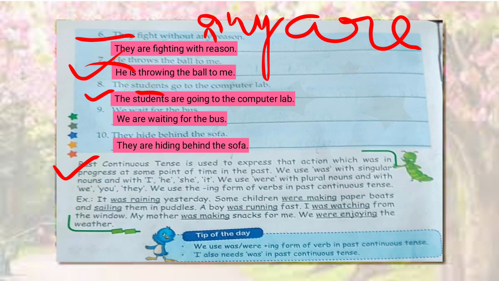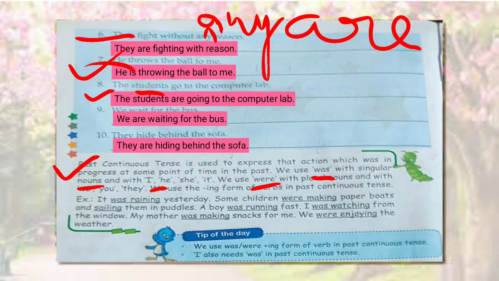Past continuous tense is used to express an action which was in progress at some point of time in the past. Alright, in the past that action was going on. We use was with singular nouns, with I, he, she, it. Like I was playing, I was eating, she was playing, she was eating. And with the plural nouns and you, we, they, we use were. Alright.